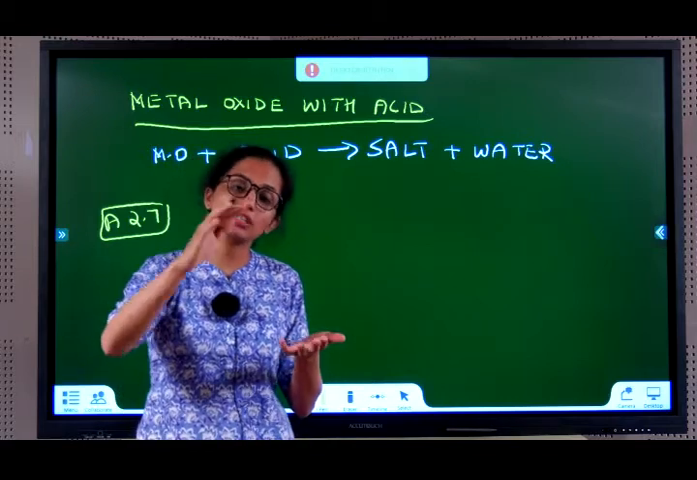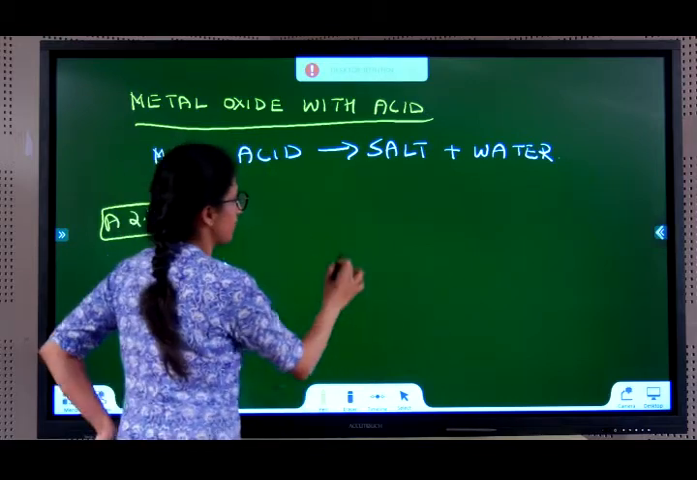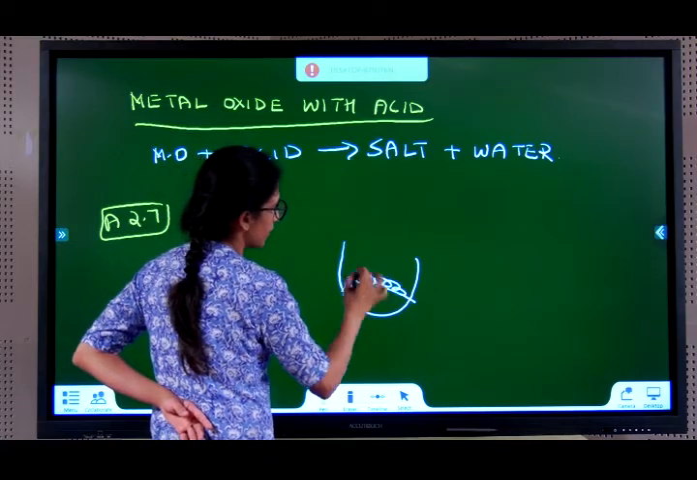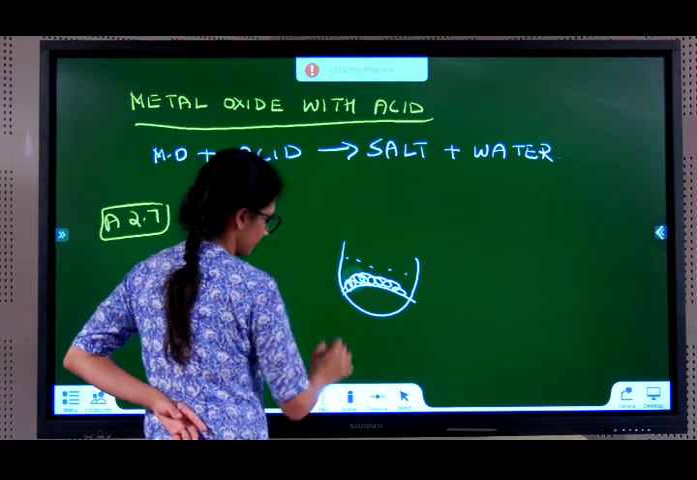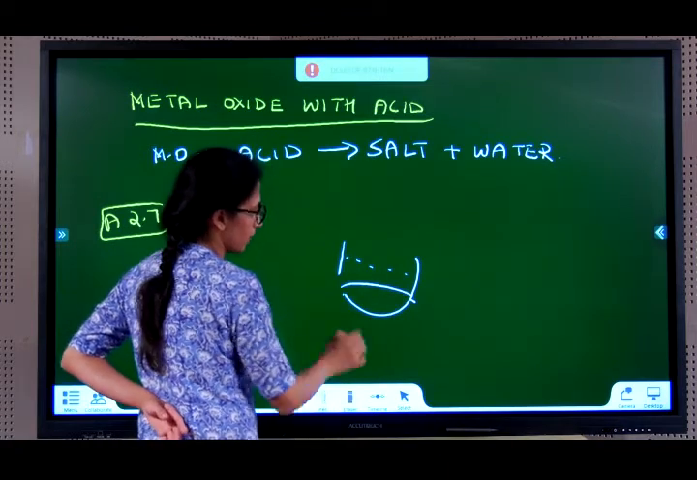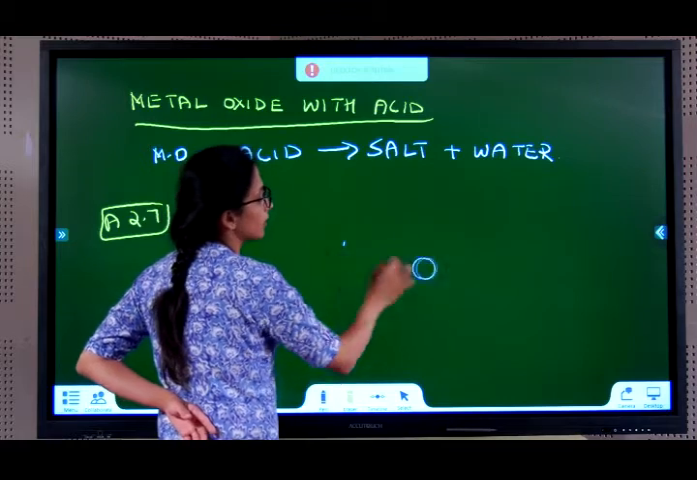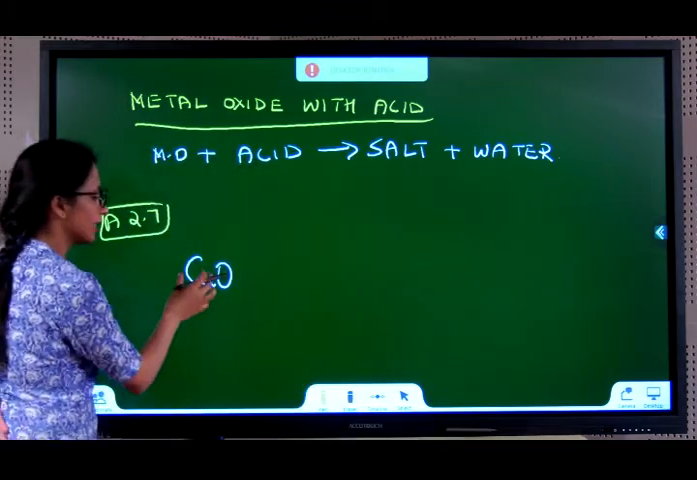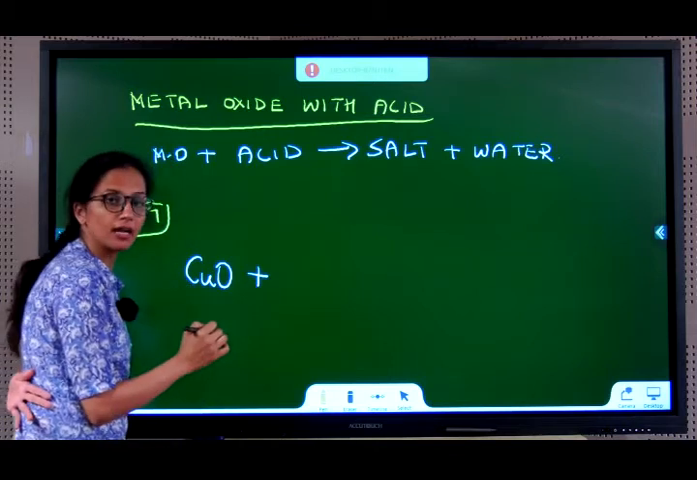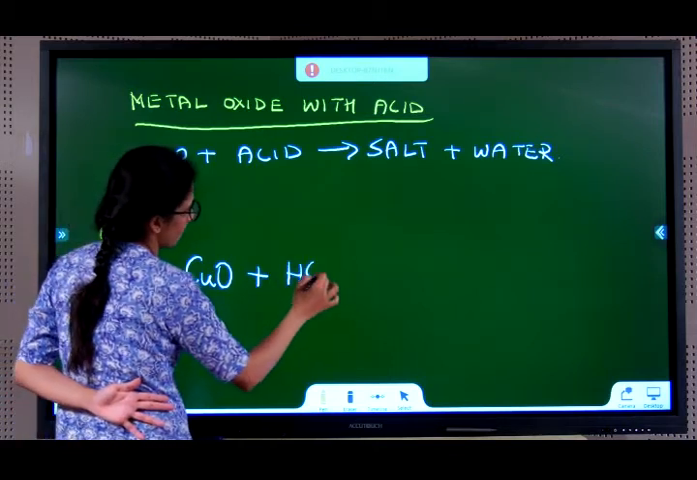You pass hydrogen gas on that black. If you remember, I even drew it like this. Put copper, there's a black color formed here. Pass hydrogen gas, this black color will again turn brown, and this is again just brown copper. So copper oxide is which color? Black in color. So now we take copper oxide there, and we will add dilute hydrochloric acid to it.